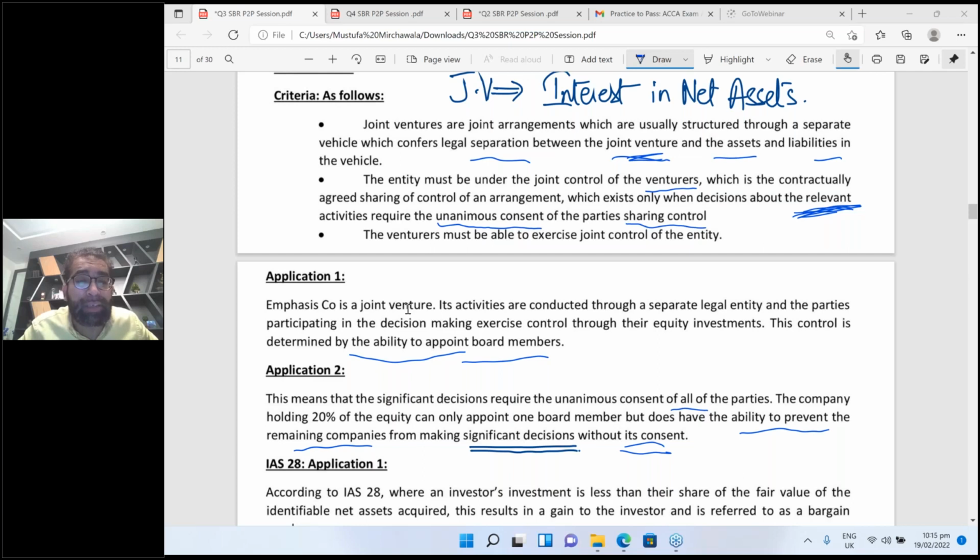This is a very, very basic concept of accounting, and it comes in almost all standards. It applies to almost all standards. You have to see the economic reality of the transaction.